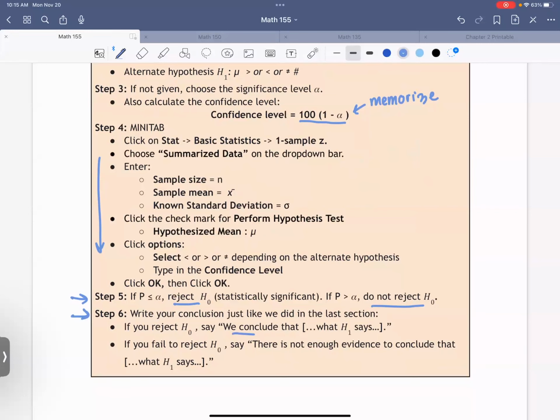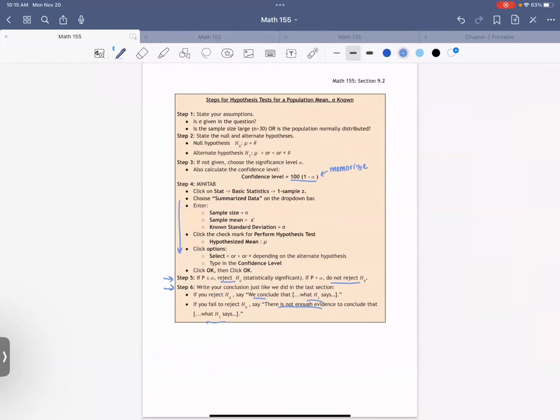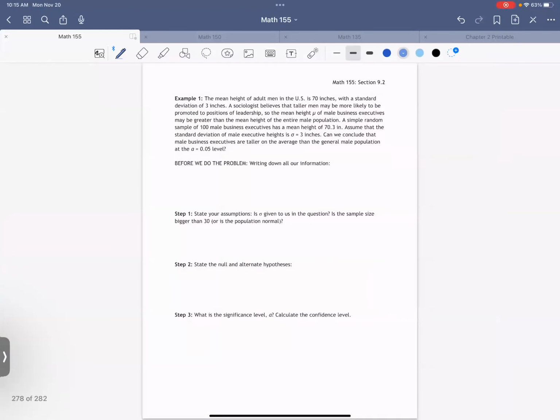You're going to start with "we conclude" or "not enough evidence." You always end up with the alternate hypothesis. This is what we did in the last section as well. Okay, let's just piece this all together and do an actual question, okay?